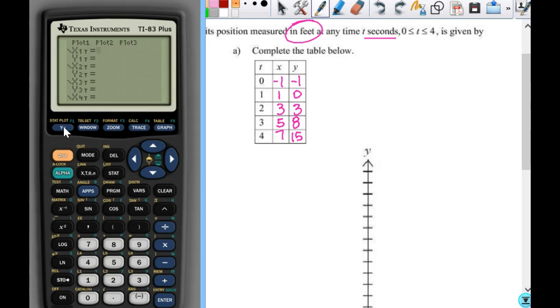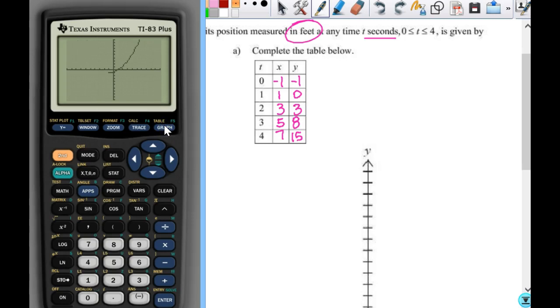So for the x, we get 2 times t. Well, look, t is right here. That's why you have X,T,theta,n, because depending on what mode you're in, it changes, just like we had theta for polar. It is a capital T. That's one thing that people complain about with the TIs, but it is what it is. It's fine. It means the same thing. Minus 1. Then I go down here, and I've got t squared minus 1. Okay. Then we're going to graph it.